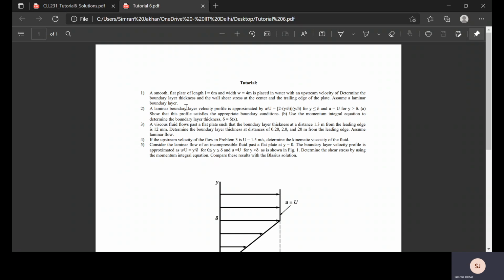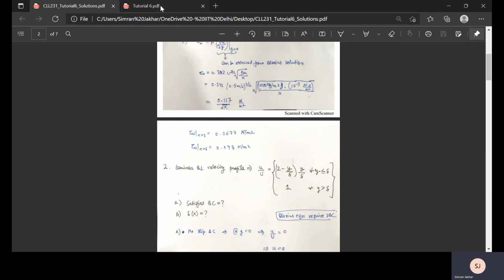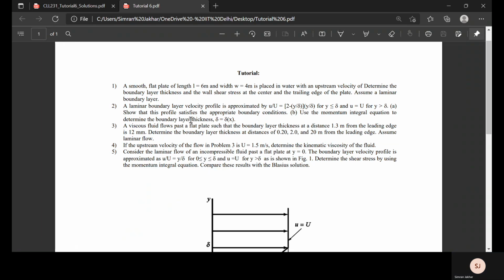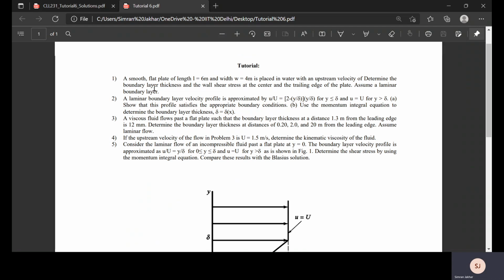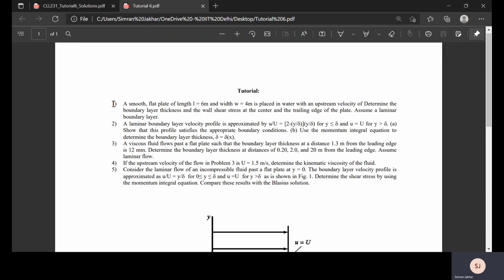I hope the tutorial sheet and the solutions are visible, and I will solve all the five problems with you. And if you still find yourself with any queries, then you can just drop me an email, or you can ask me and Jayesh on Teams. So, coming to the first problem.